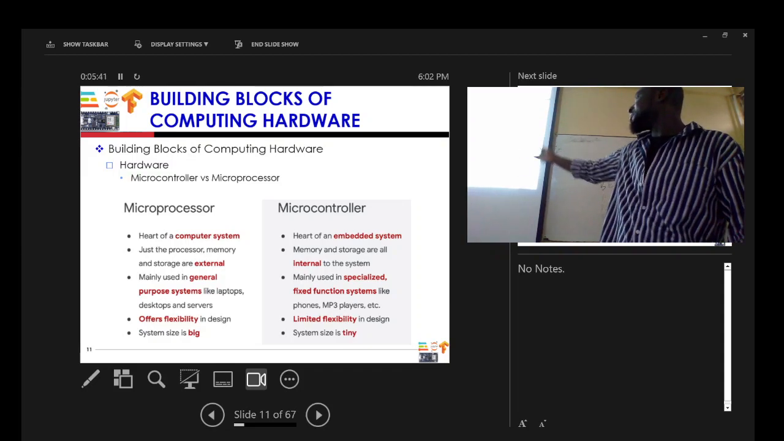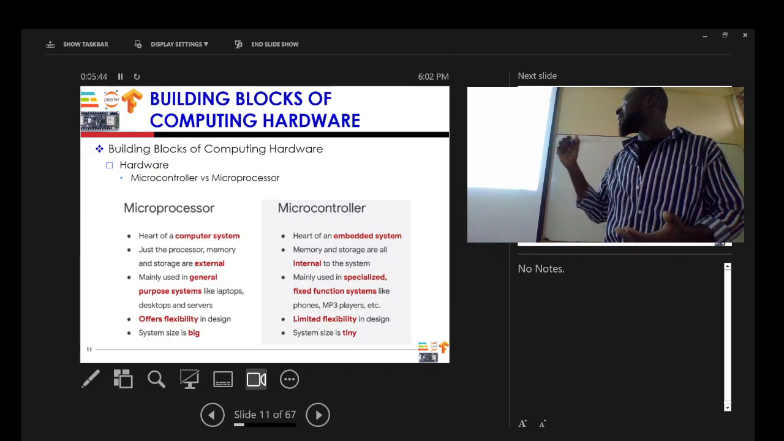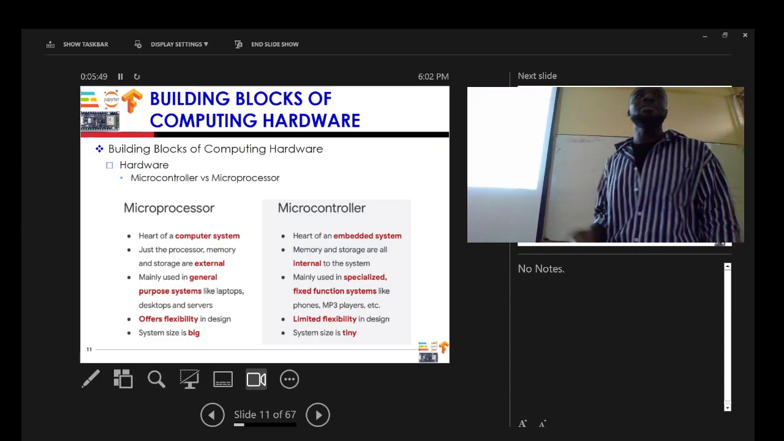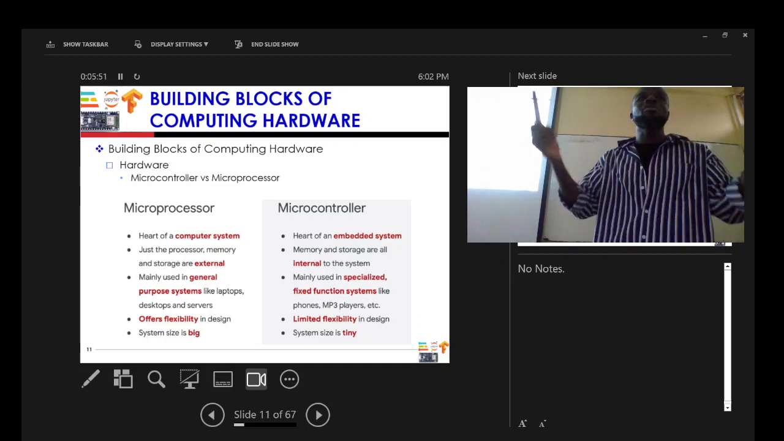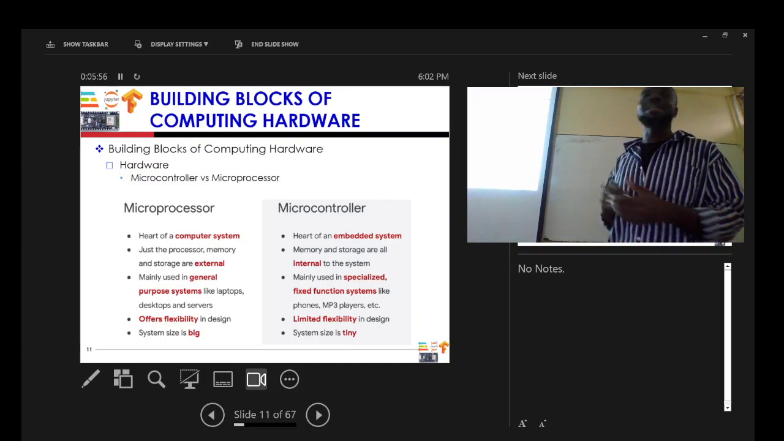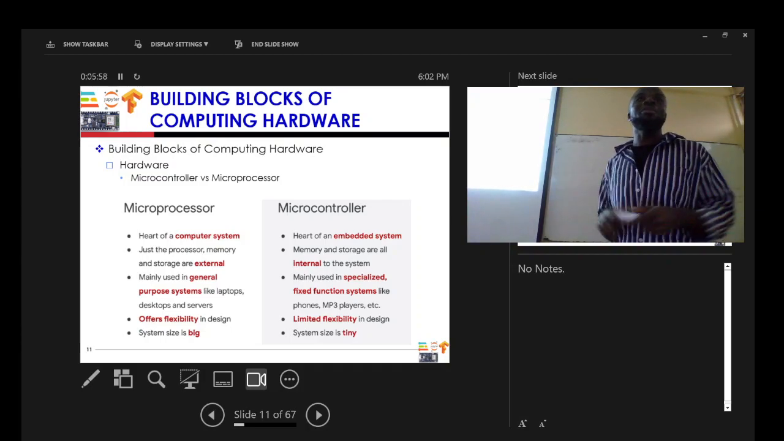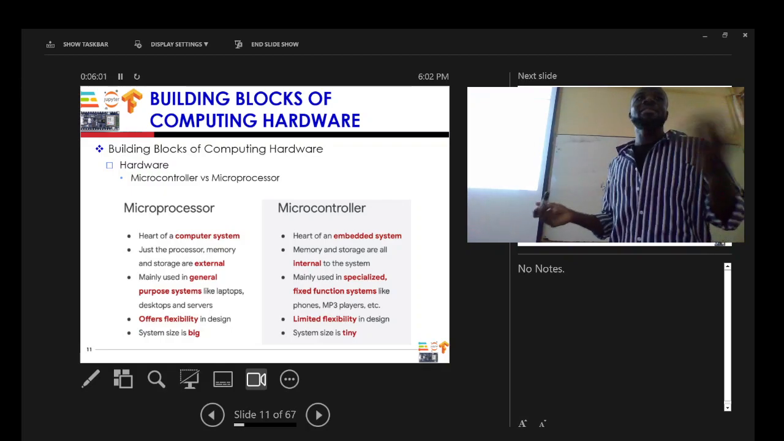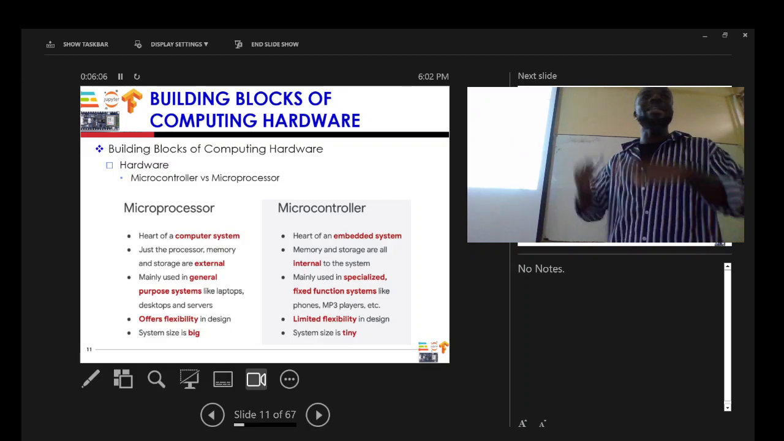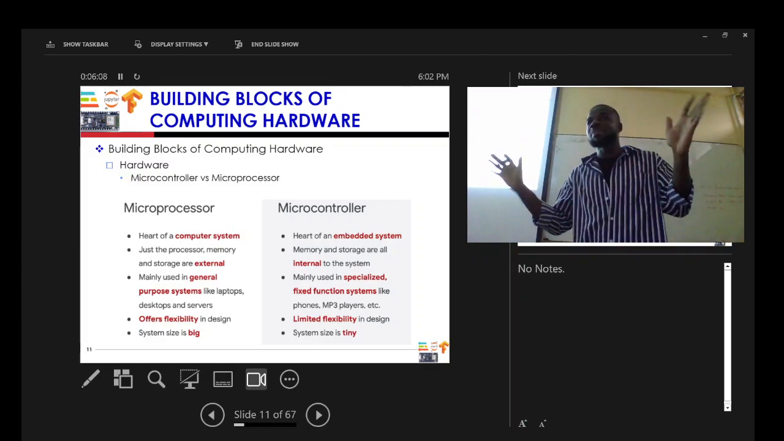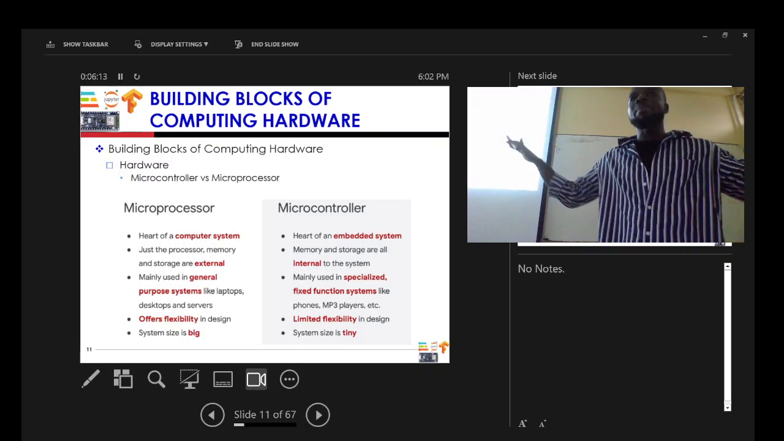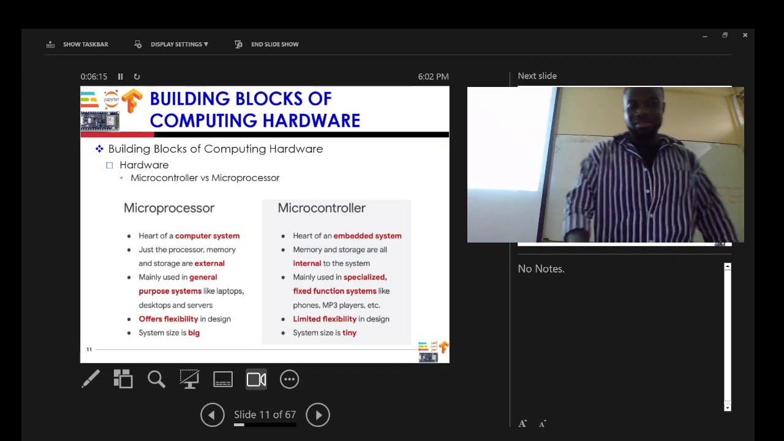Examples of microprocessors are your general purpose laptops, servers, and desktops. Examples of microcontrollers used in embedded systems are the aircon, microwave, and washing machine. These are designed for just one specific task, but the CPU on your laptop is designed for general purpose tasks, right?